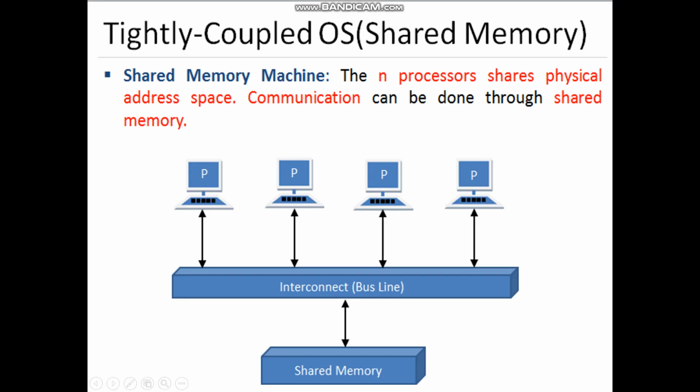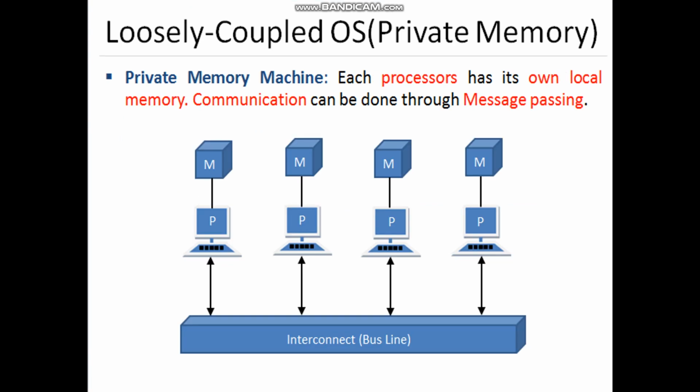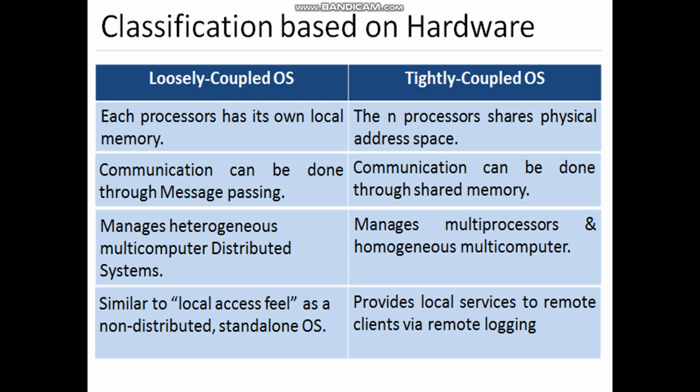First, we'll see tightly coupled OS. This tightly coupled OS consists of n processors which share a common physical address space. Communication can be done through common shared memory with the help of a bus network. The next one is loosely coupled OS. In this loosely coupled OS, each processor has its own local memory. Communication can be done through message passing with the help of a bus network.